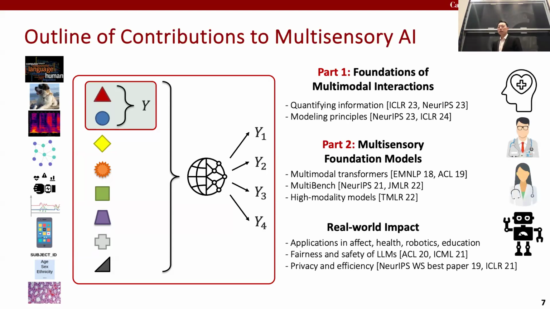And finally, I want to highlight that a lot of this has been done for real-world impact. It's work that's been applied in understanding the affective states of humans, in healthcare and robotics, and also in education. And as we build these systems for the real world, it's very important to understand not just systems that are well-performing, but systems that are able to ensure the fairness, safety, and privacy of user data. So I've done some work in this direction, and I hope to continue some of these efforts moving forwards in building more safe multimodal AI.